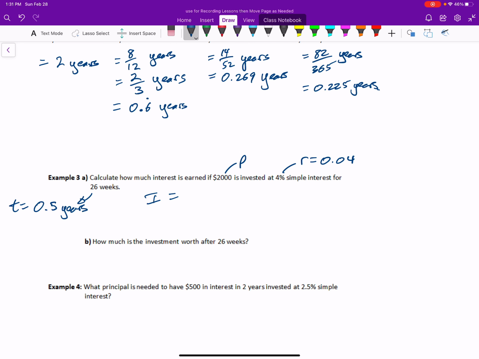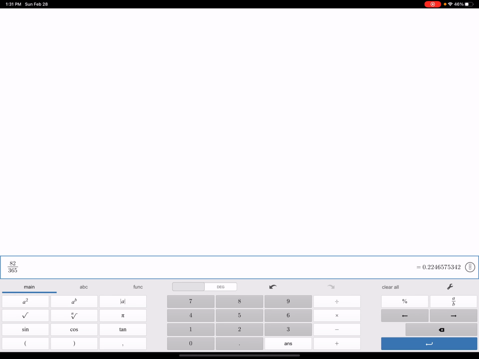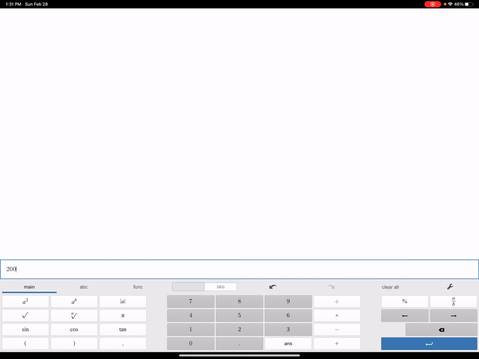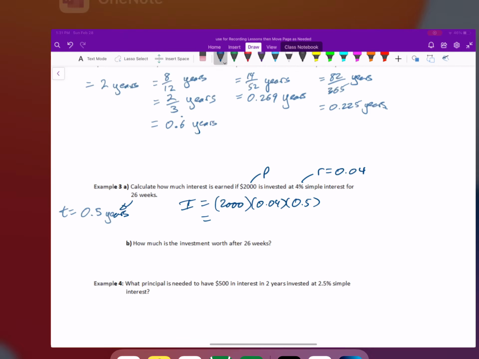The interest earned, and it's earned because this is an investment, is equal to 2,000 times 0.04 times 0.5. That's $40.